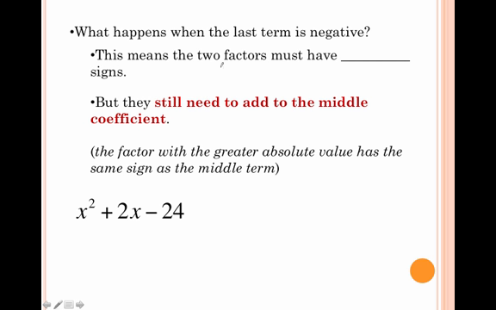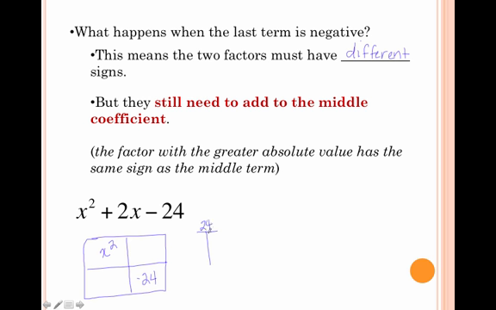So that means that my two factors have to have, in fact, different signs, because in order to multiply two numbers together and get a negative number, one of them has to be negative, one of them is going to have to be positive, but they need to add still to get this middle coefficient. Okay, I've got an x squared and a negative 24. Looking for my factors to get negative 24.